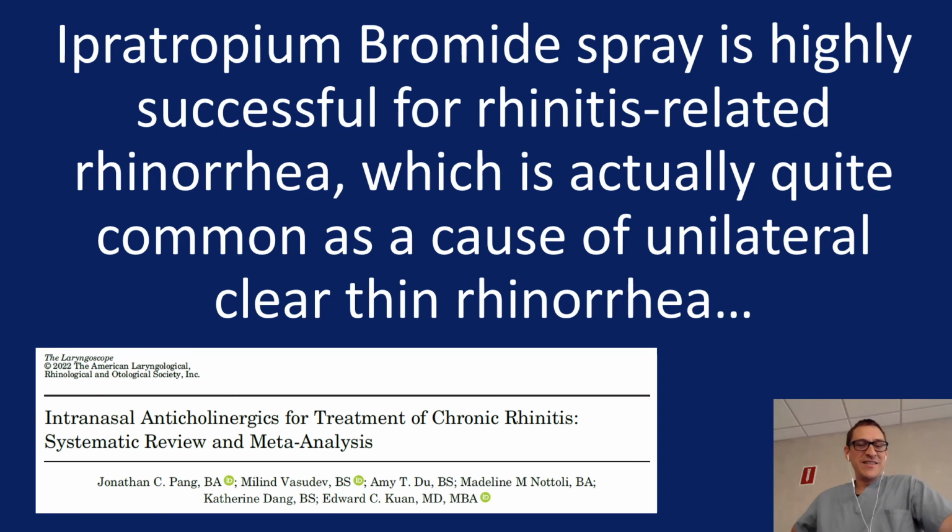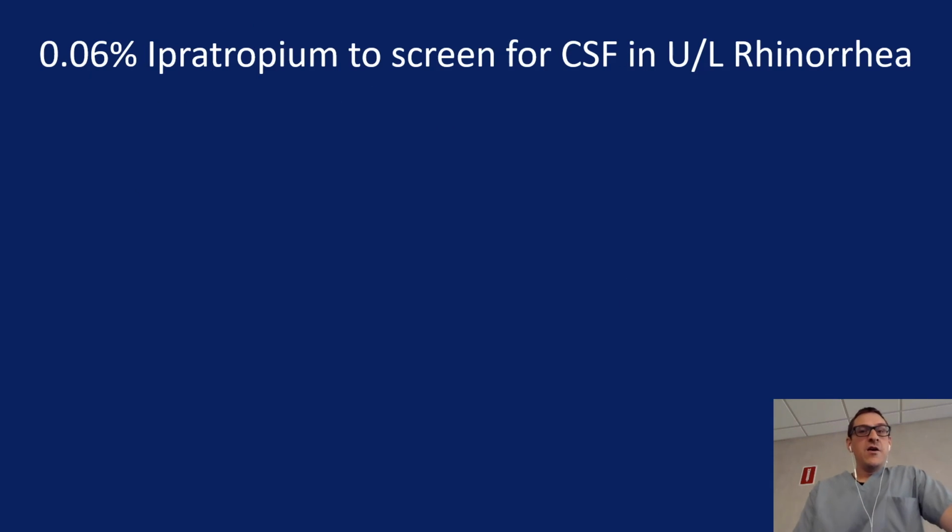This systematic review was just published by Ed Kwan at UC Irvine, one of our colleagues, and we knew this based on reading the literature from the 90s. He put it all together in a nice, organized fashion. Props to you, Ed, and your team there. Ipratropium bromide spray is highly successful for rhinitis-related rhinorrhea, which, we now know, is a common cause of unilateral clear drainage. That gets you thinking: what if we use this spray to screen for CSF in patients with unilateral rhinorrhea?